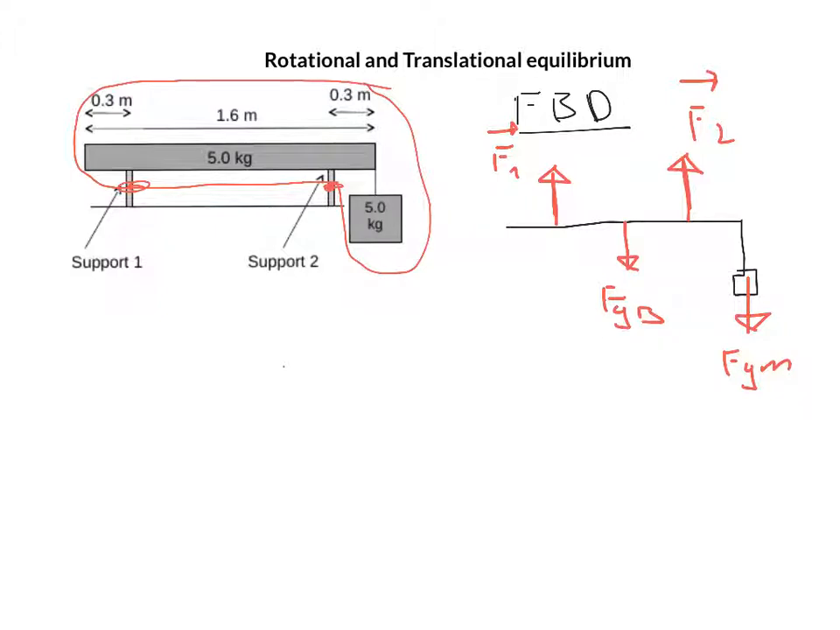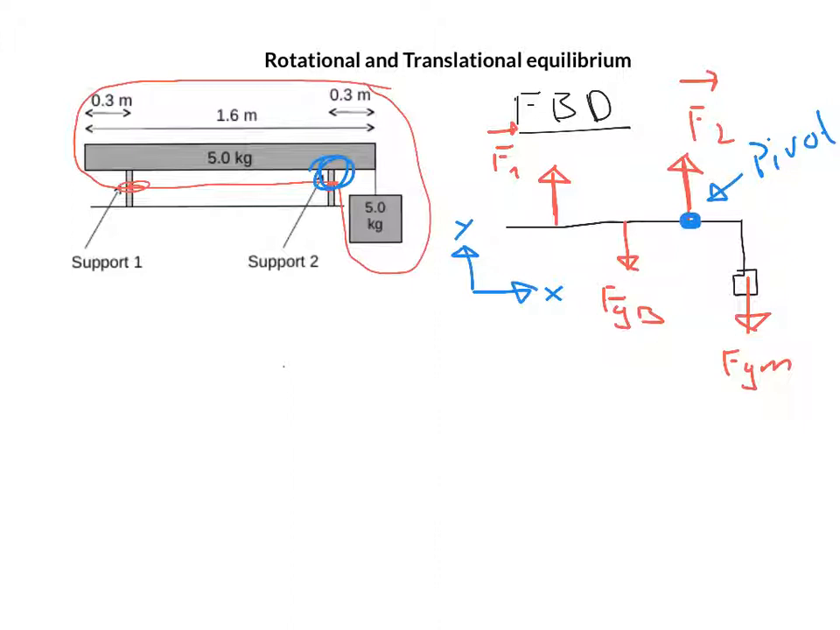As we did before, I'm going to select my coordinate system. Here I'm going to go with the regular one, x, y. What is new, I'm going to need to select the pivot point. If the whole thing would be tilting, it probably would be tilting around the right support. So I'm going to put my pivot point here. Now I can do my sum of all forces is 0 in x, y, and the sum of all torque around my z axis is also 0.